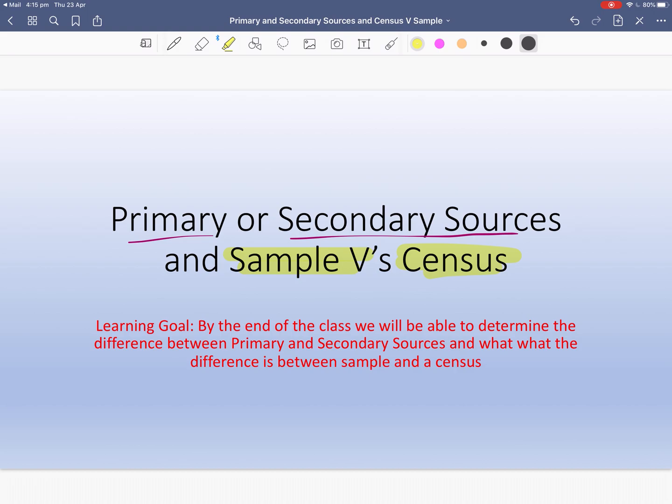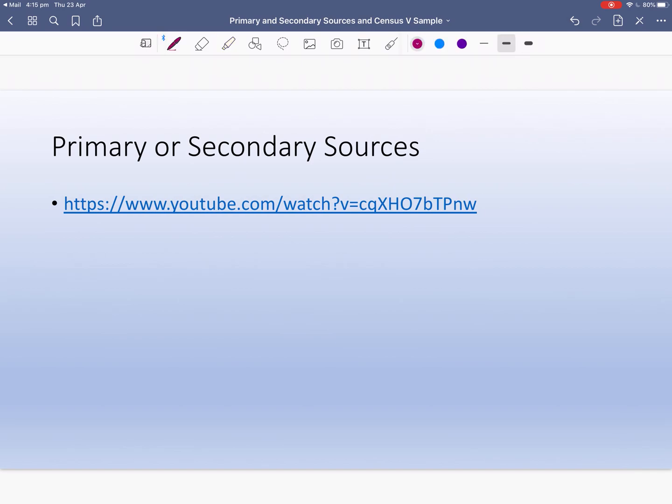So just write the learning goal. By the end of class, we'll be able to determine the difference between primary and secondary sources and what the difference is between sample and census. So let's get on with it. All right, so hopefully you've already watched this video, and that explains primary and secondary sources. It explains it a lot better than I can do in this video, so make sure you do it. If you haven't, please watch it.